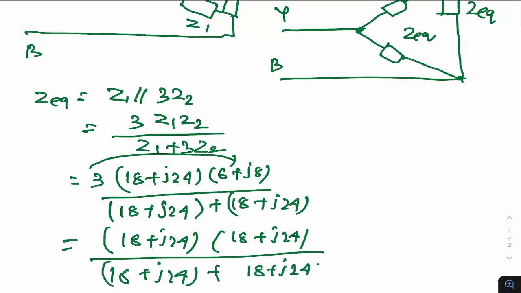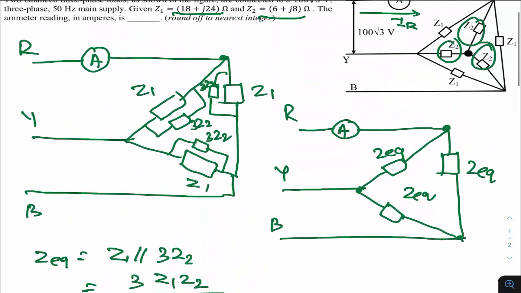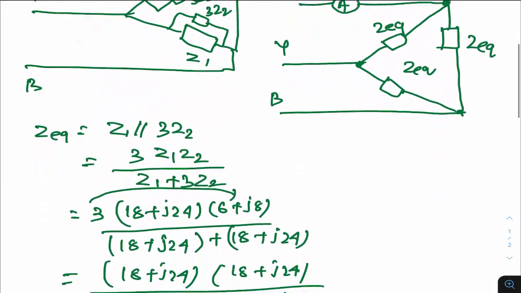This is like two same impedances in parallel, Z1 into Z2 divided by Z1 plus Z2. Both are the same, so it will be Z by 2. That is 18 plus J24 divided by 2. So this happens to be 9 plus J12. So Z equivalent value is this much.